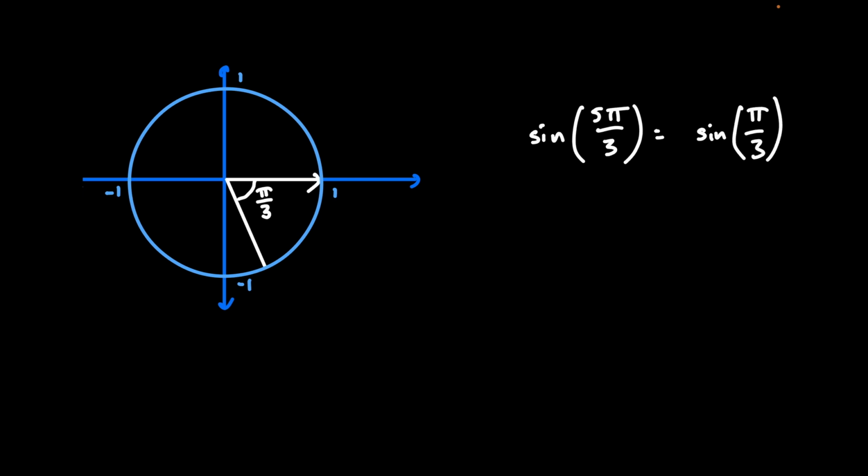Next, is it positive or negative? A, S, T, C. Well, cosine is the only one that is positive in the fourth quadrant. That means the sine will be negative. Therefore, the final answer is minus the sine of pi on 3. And the sine of pi on 3 is the square root of 3 over 2. And that is how you work out the sine, cosine, or tangent of any angle on your unit circle.